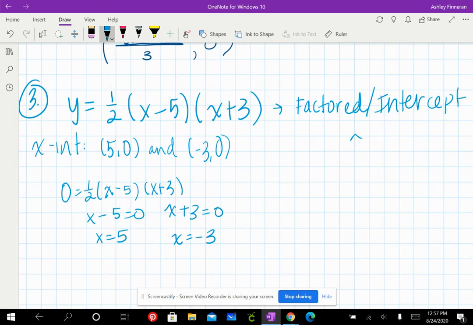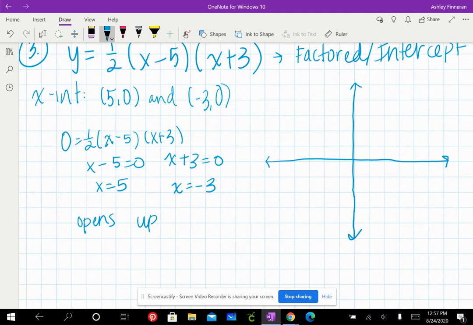So if I go to graph that from there, I know this is going to open up because our a value is positive. Let's take a look. So we have 5, 1, 2, 3, 4, 5, and we have negative 3. We know that our vertex has to be between those two values, halfway in between actually, and it's either above or below the x-axis. Well, because this opens up, the vertex would have to fall below.